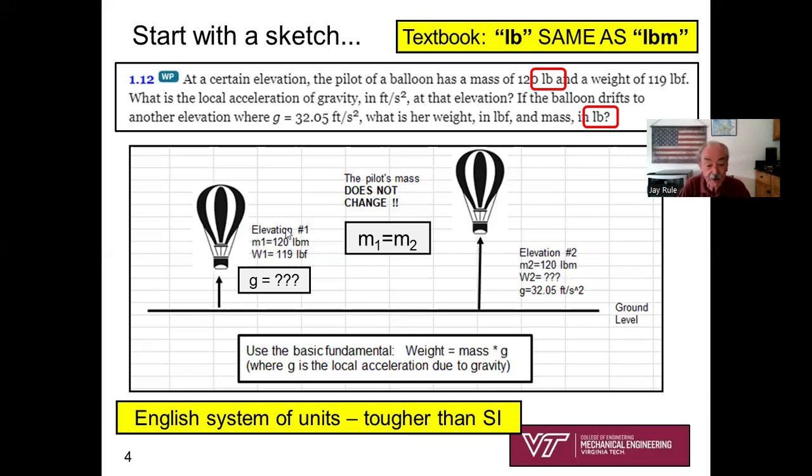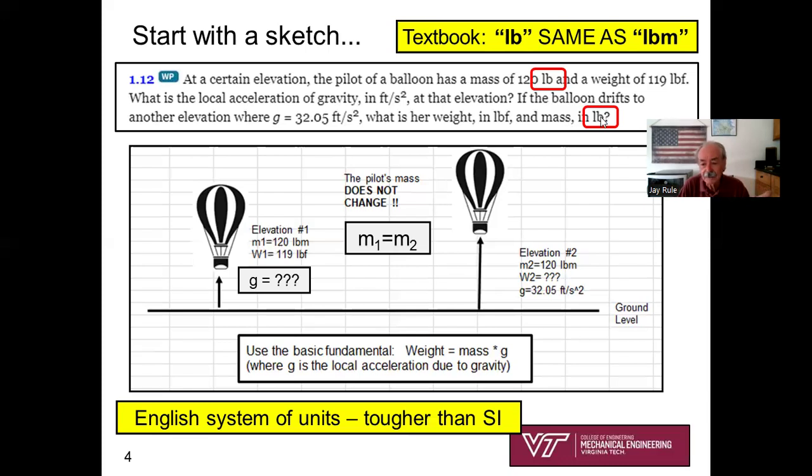The mass of the pilot at state 1 exactly equals the mass of the pilot at state 2. Let's say the person isn't eating anything and stuff like that. The person's mass is constant. It's a property of the person. It's a physical property of the person. That's the person's mass. So the pilot's mass doesn't change.